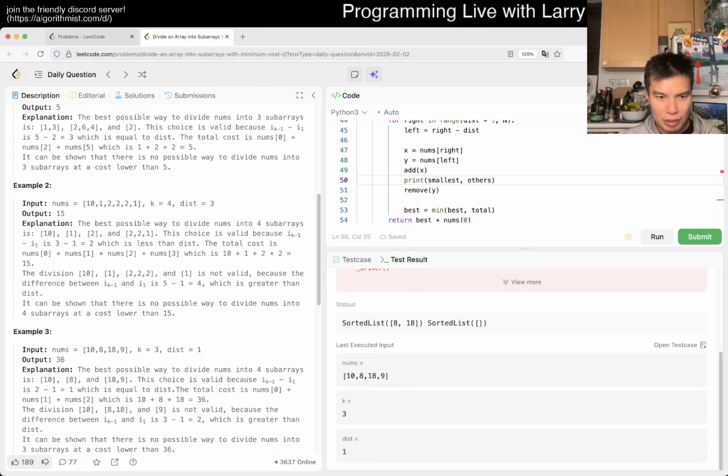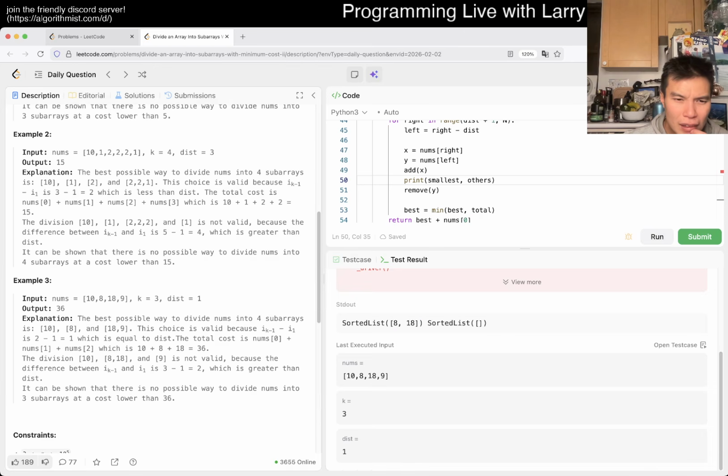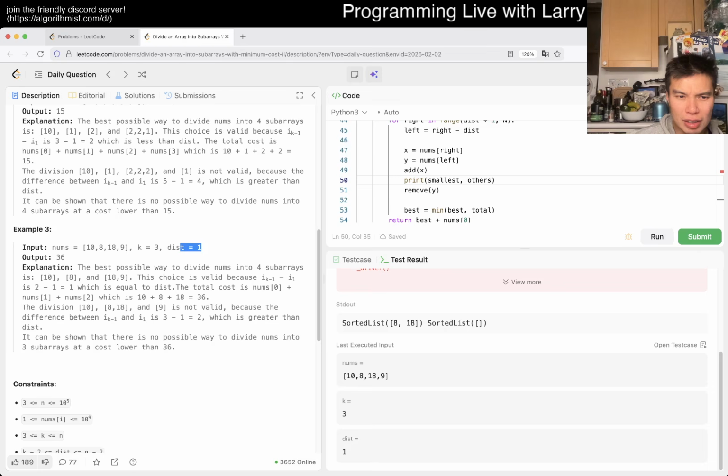Okay, what are the variables? 3. So it's the 2 smallest. Distance is 1. Wait, how does that work? If k is 3, distance is 1. Does that? So okay, you have to choose 2 numbers with a distance of 1. Does that work? I guess so. Then why does this?